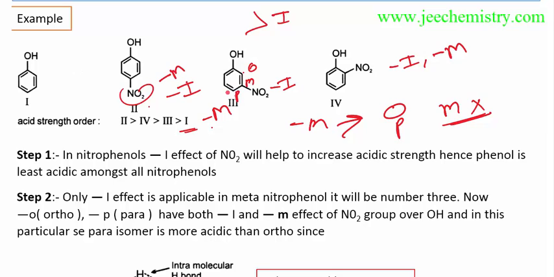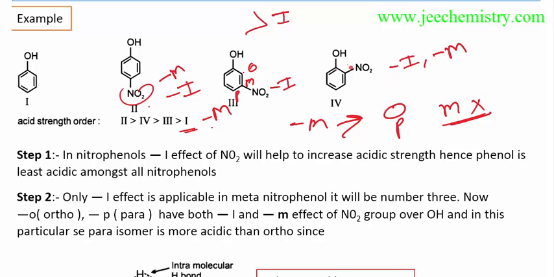Now to check between these two compounds: this compound has minus I effect only, but these two have both minus I effect and minus M effect. The minus M effect is equal, since it works in the pi bonds, in the conjugation. So we have to check the minus I effect. Minus I effect is distance dependent. Mesomeric effect is not distance dependent; it only requires the compound to be conjugated. That's why the minus M effect is equal, and we have to check minus I effect because it is distance dependent.